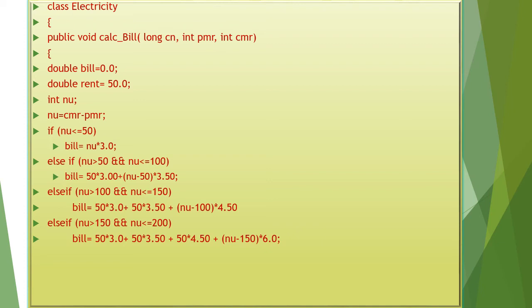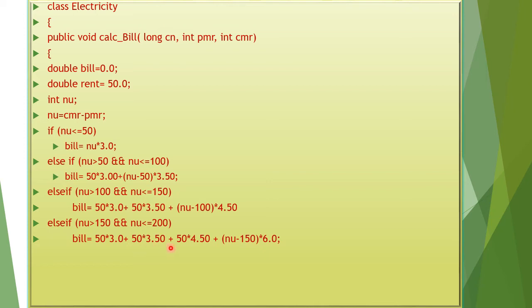And the next condition, else if NU greater than 150 and NU less than or equal to 200, that means the number of units consumed lies in the range 150 to 200. The bill to be paid is 50 star 3.0. That means for the first 50 units, 3 rupees per unit. So 50 star 3.0 plus for the next 50 units as per the given criteria 3.50 per unit.